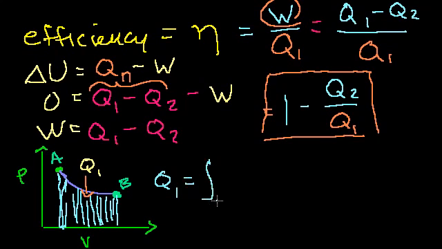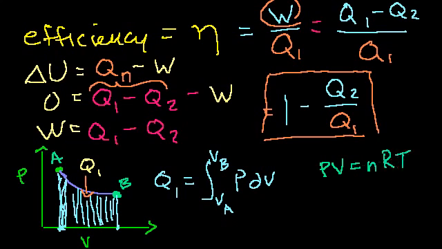It's equal to the integral from our volume at A to our volume at B. We're starting here, and we're going to our volume at B. And we're taking the integral of pressure. I've done this multiple times, but I'll do it again. Pressure, our height, times our change in volume, dV. We go back to our ideal gas formula. PV is equal to nRT. Divide both sides by V, and you get P is equal to nRT over V.